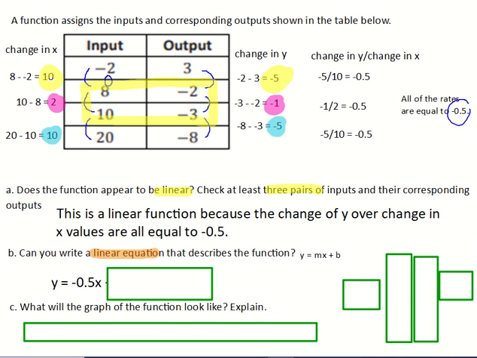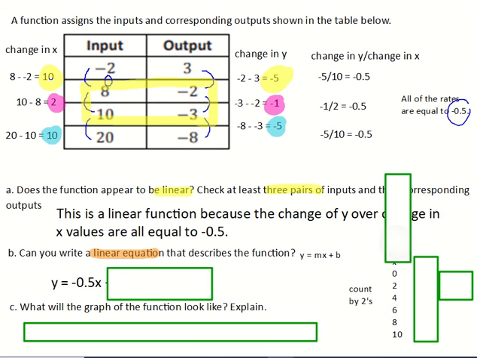I'm going to think of that 8 and 10 first of all. I'm trying to get up to 0. If I'm going from 10 to 8, I'm counting by 2s. So count by 2s. 10, 8, 6, 4, 2, 0. I just counted by 2s there.